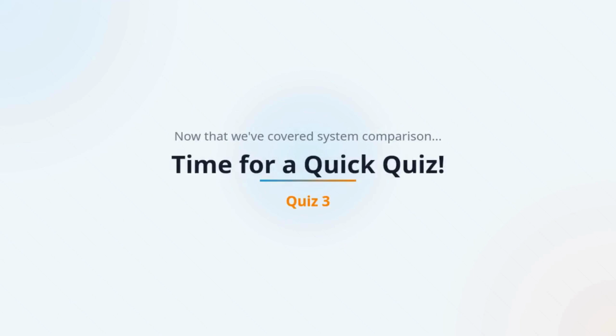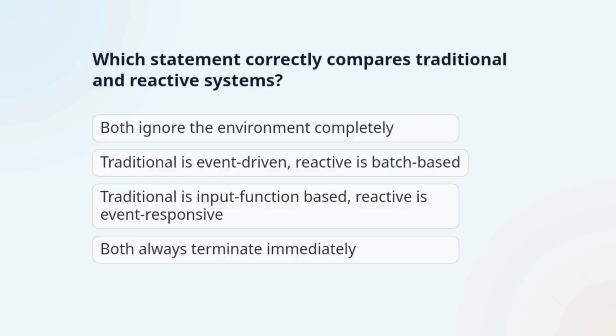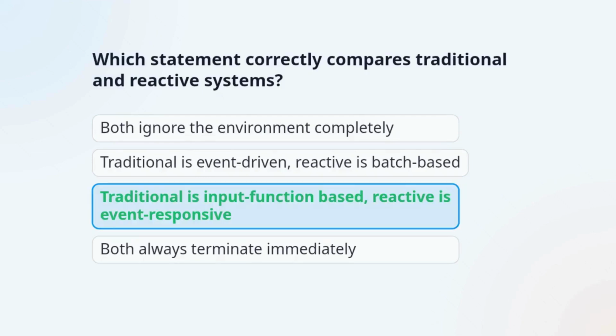Now that we've covered system comparison, let's test what we've learned so far. Here's quiz number 3. See if you can get it right. Question 1. Which statement correctly compares traditional and reactive systems? The correct answer is traditional is input function based, reactive is event responsive. Traditional systems compute output from input, while reactive systems are built to respond to events and interactions.